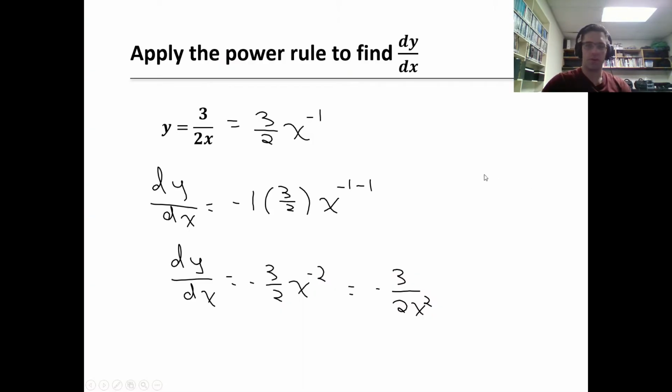So examples, we could apply the power rule to find the derivative of this function right here. First, we're going to write this function in power format. So we're going to take that x and move it out in front, with a coefficient of 3 over 2, and the exponent on that x would be negative 1. And so when we use the power rule, we multiply the 3 over 2 by negative 1, and we subtract 1 from the exponent. We end up with negative 3 over 2 times x to the power of negative 2, or negative 3 over 2x squared.